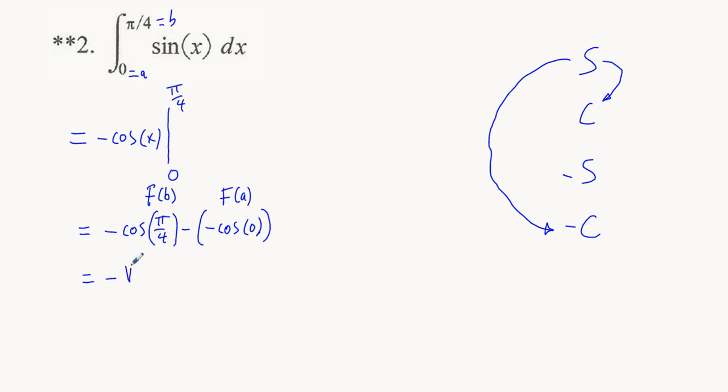4? It's going to be square root of 2 over 2. You should know your unit circle, I hope. We have minus, and our cosine of 0 is 1. So we have minus, and we preserve this negative sign, minus negative 1. And working to the right, we're going to have negative square root of 2 over 2, minus negative 1 is plus 1. So this is going to be our answer to this particular integral.